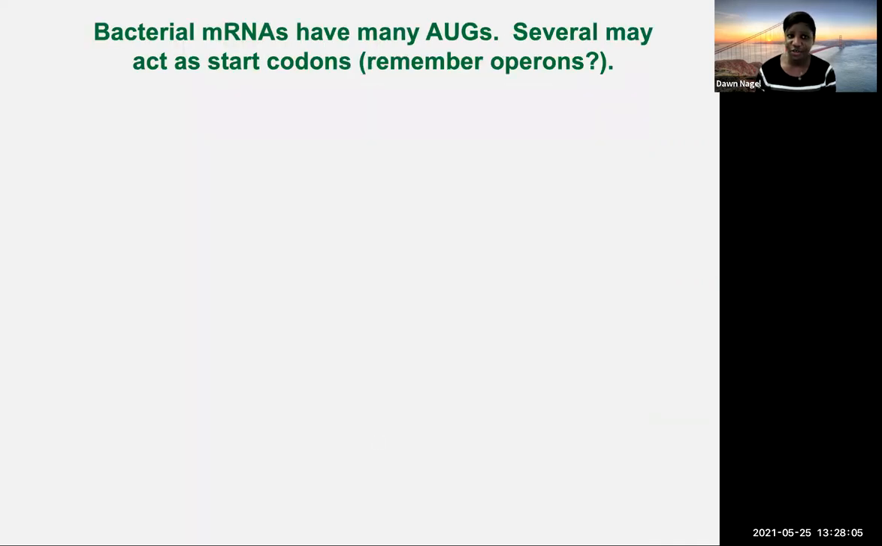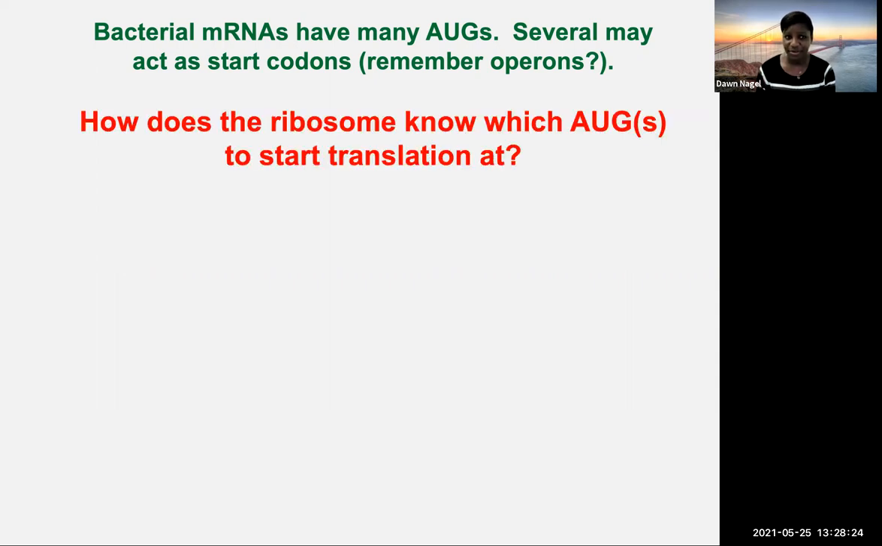So how do bacteria know, since they have many, as I said, many methionine AUG codons within the RNA, where to start? How do you know where you would start? What do you guys think? How does a ribosome know where to start translation? Where would that information be provided? Right, yeah, specific information on the RNA, right?